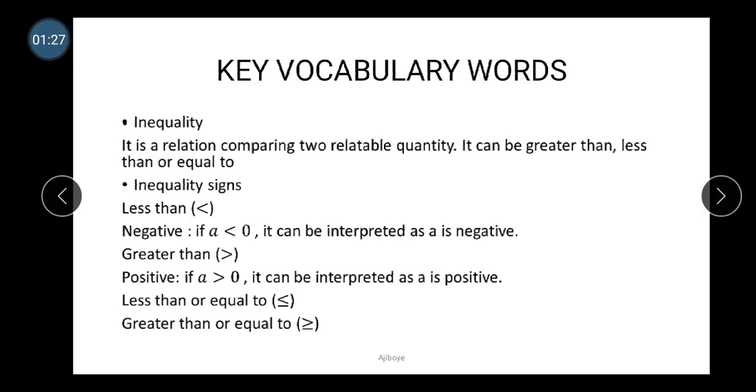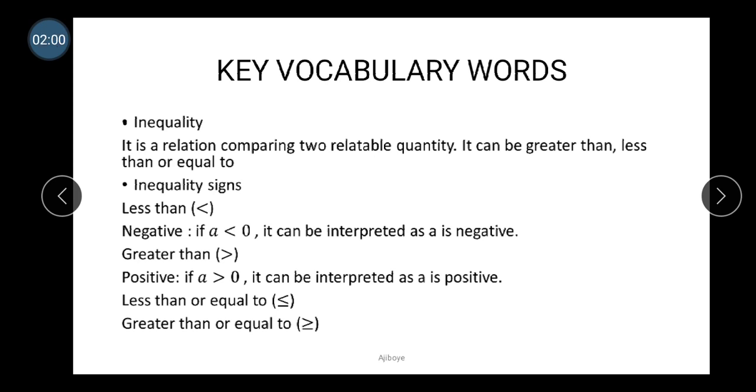Key vocabulary words. Inequality. It is a relation comparing two relatable quantities. It can be greater than, less than, or equal to. Inequality signs. Less than. It's just like you fold your left elbow. Negative. If a is less than 0, it can be interpreted as a is negative. So when we say a is less than 0, we simply mean a is negative.